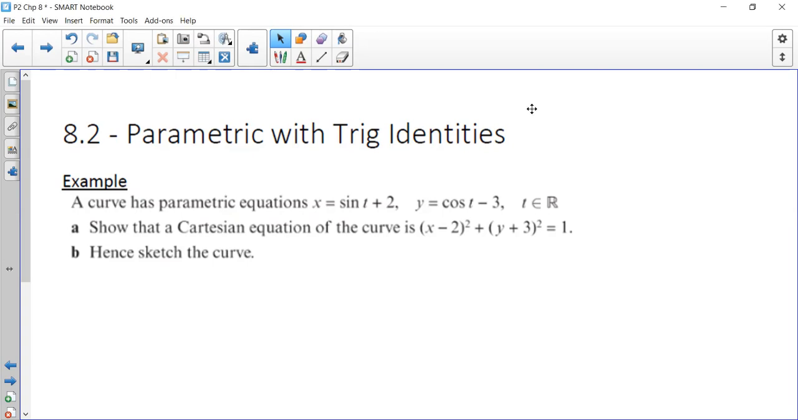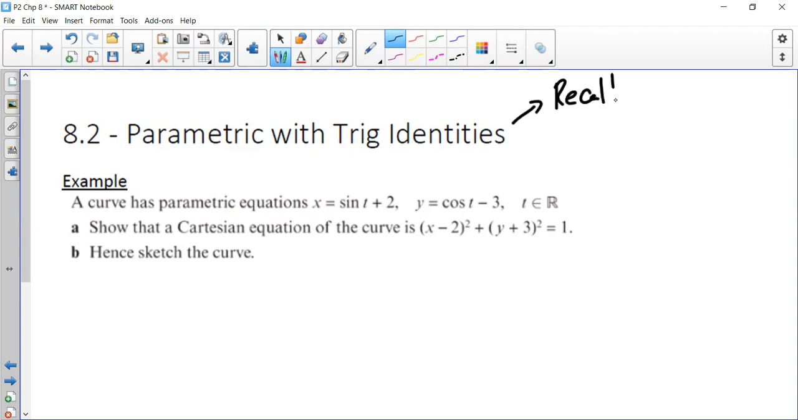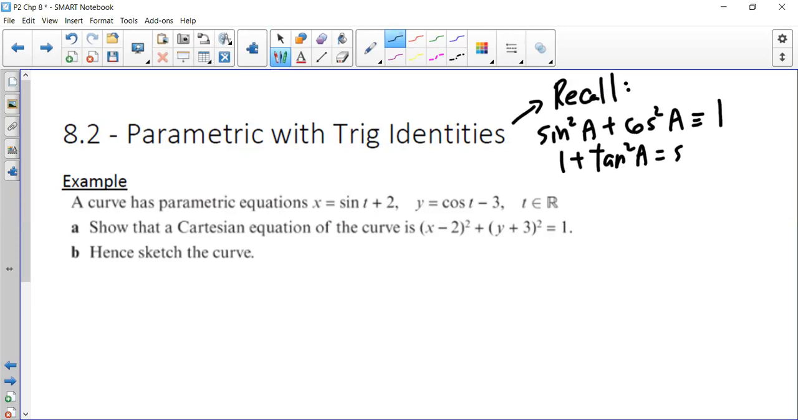First, there are some useful trig identities you can remember for this chapter. Recall, there are a few of them. The first one is sin squared A plus cos squared A equals 1. Next one is that 1 plus tan squared A equals sec squared A, and 1 plus cot squared A equals cosec squared A. Okay. Now we're going to use this for parametric equations.